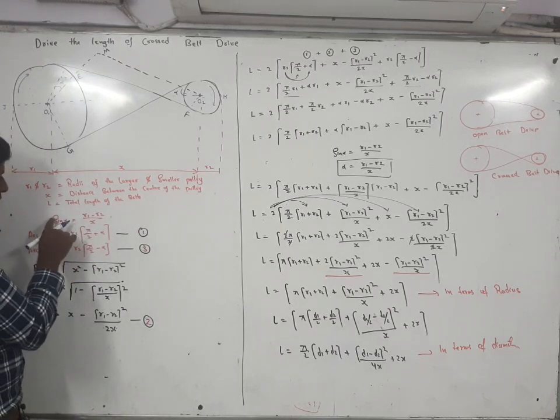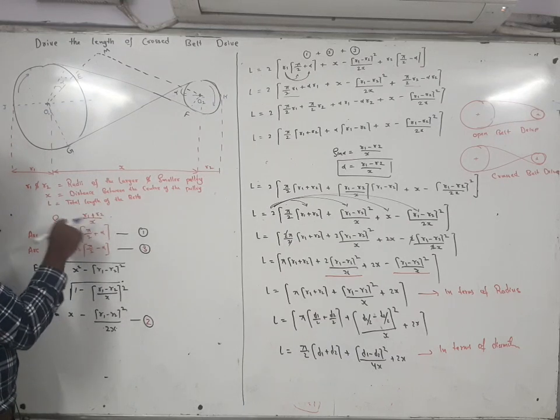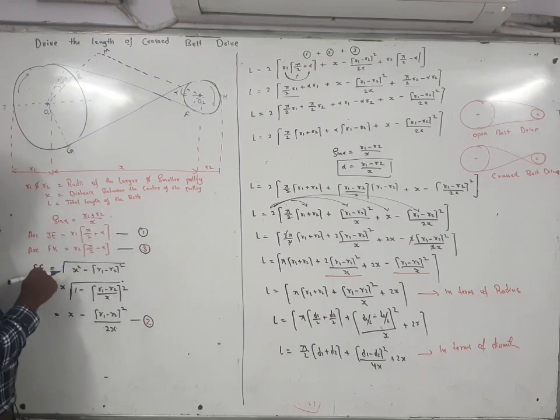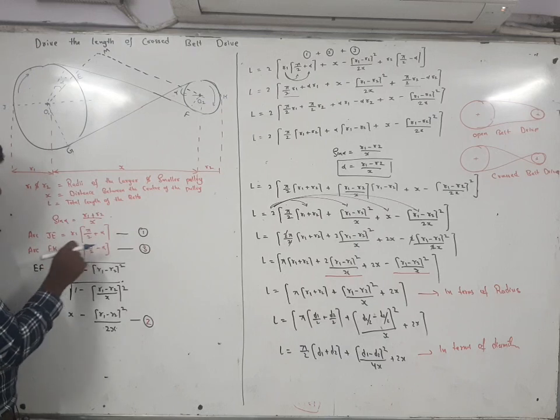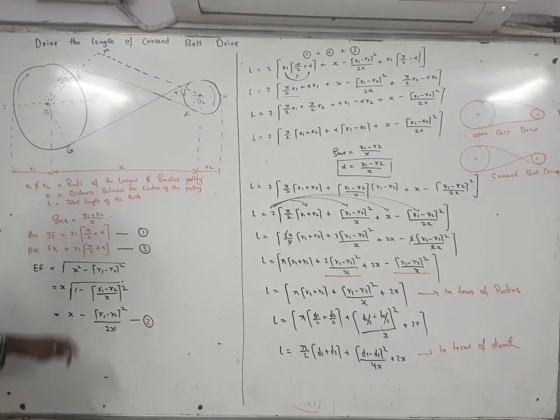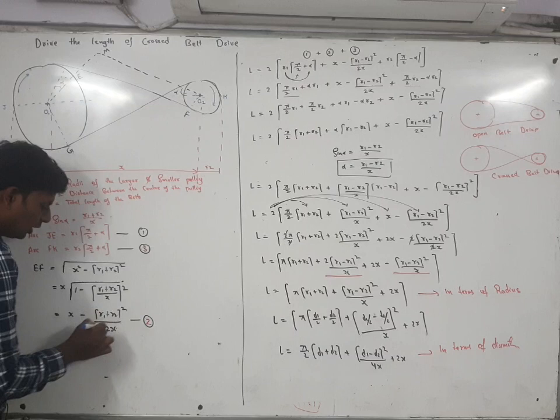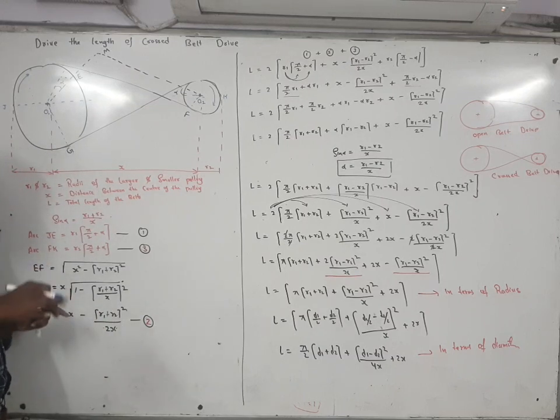So, what you have to do? Sin alpha is equal to (R1 plus R2) by X. Here arc JE you have to consider as plus, and arc AF is also plus. Here also plus and here also plus, and in between those, here also plus. You have to remember, in cross everything is as it is. Here plus, here plus and here plus.